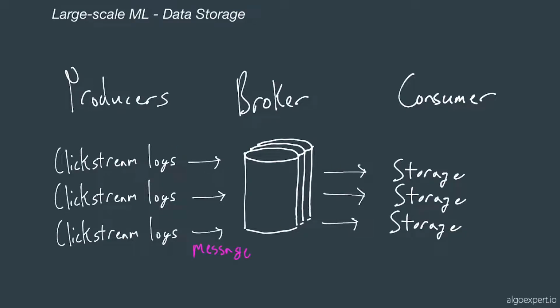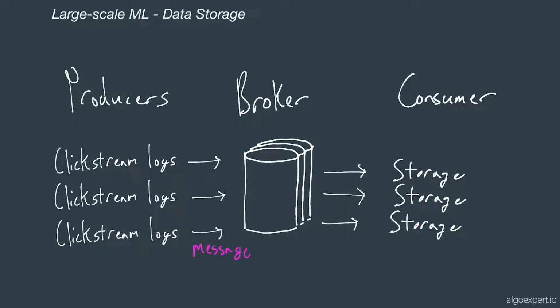For instance, let's say we have a message that the clickstream logs produce. This message is then vended to a broker. The broker acknowledges, or acks, the host that sent the clickstream log, and then maybe prepares to send another message.